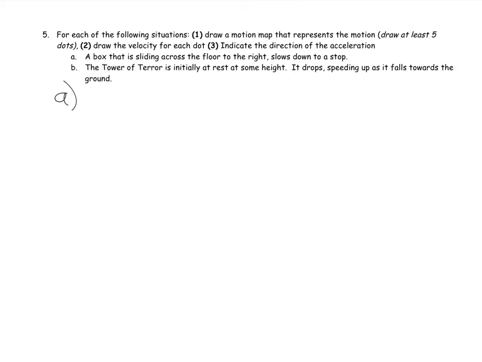So we're going to have dots. Let's draw our first one here. All right, and the direction of velocity is going to be to the right. We know what needs to happen is that these dots need to get closer together, continuing to the right though, because we're slowing down. So I'm going to start spacing them closer together.